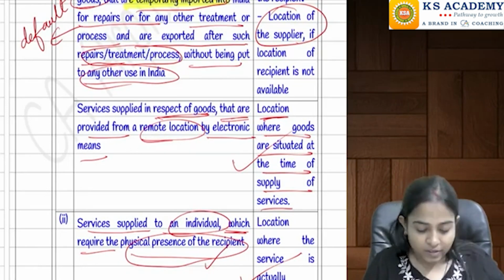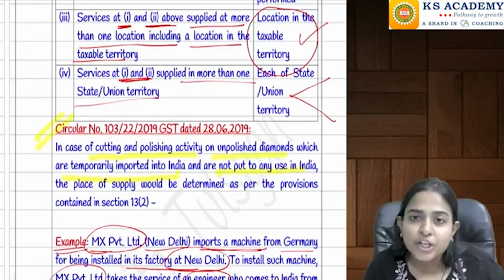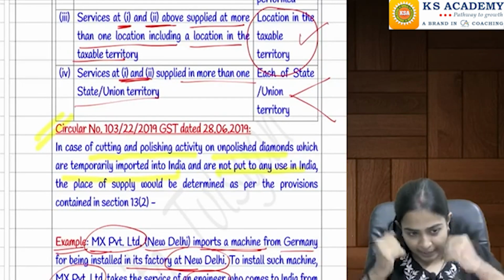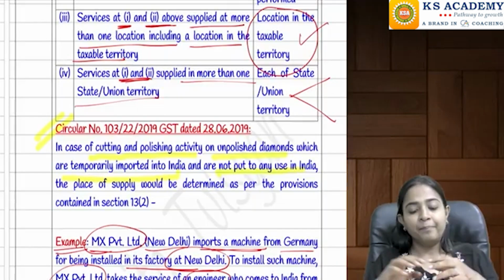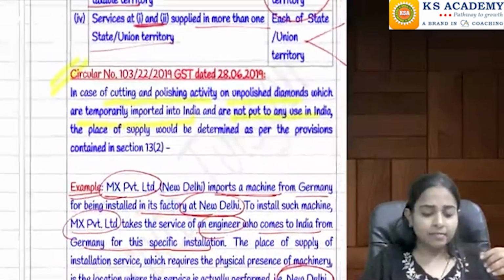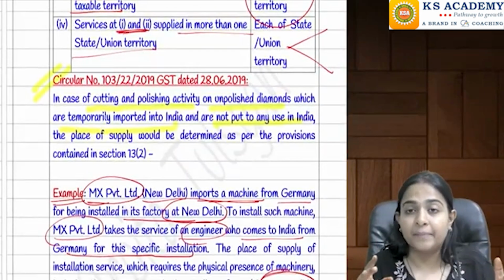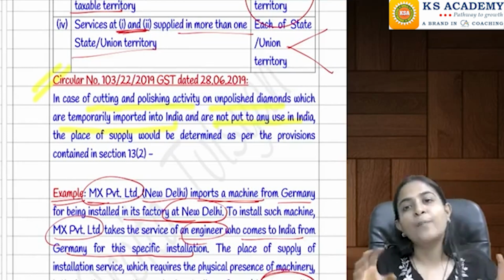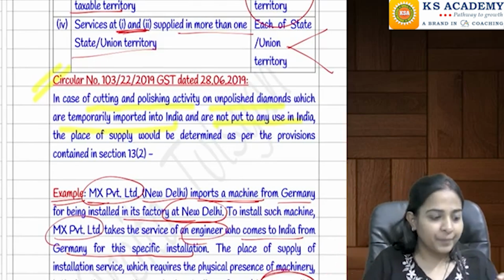Yes. Okay, so there was a circular also. There was a circular for that. Cutting and polishing of diamonds. Let's say you are importing uncut and unpolished diamonds. After bringing into India, you take it to Surat, Gujarat, hub, diamond city. There you do the polishing, cutting and all those things, and then it will be sent back again. So can we say here the place of supply will be as per the by default provisions, that is as per section number 12(2). Very clear till here? Yes.